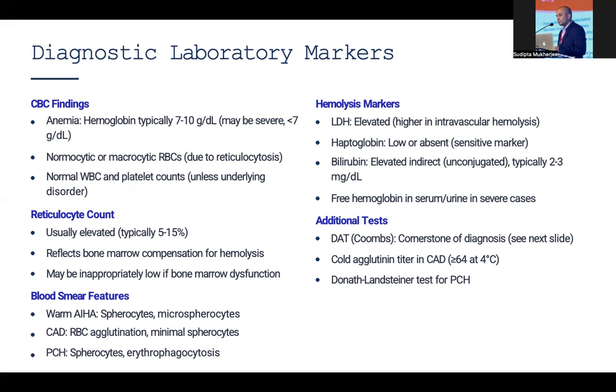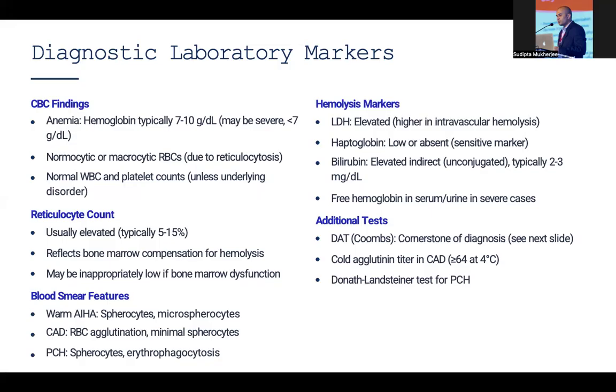There will be positive hemolysis markers like high LDH, specifically in the intravascular variety. Haptoglobin will be low or absent. It's a very sensitive marker. Bilirubin will be elevated, mostly unconjugated, typically 2 to 3 milligram per deciliter. It can go up to 6, but this kind of jaundice caused by hemolysis is unlikely to cause bilirubin higher than 6.